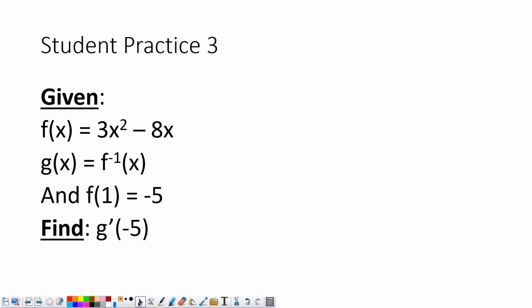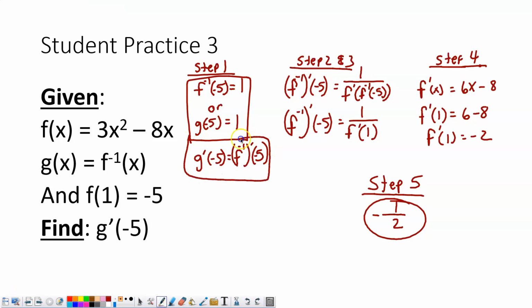So here's one for you guys. Go ahead and pause the video and see what you get. Okay, so step 1, I rewrote my information. Since f of 1 equals negative 5, that means that f inverse of negative 5 is 1, or you could say g of negative 5 equals 1, since g and f inverse are the same thing. And then I also reinterpreted what I'm trying to find. g prime of negative 5 is the same thing as f inverse prime of negative 5.